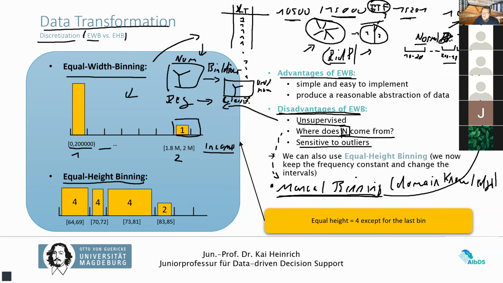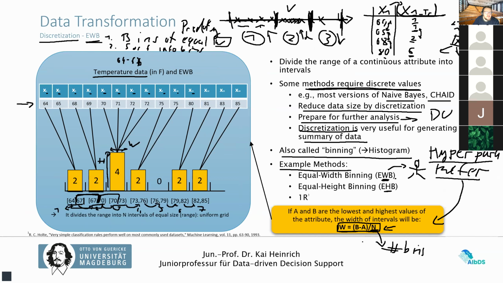Between drawing a histogram and discretizing data, maybe I should watch the session. Yeah, it's basically the same. So you have two steps here. The first step is that you create bins of equal width.